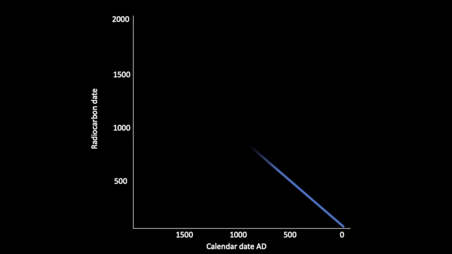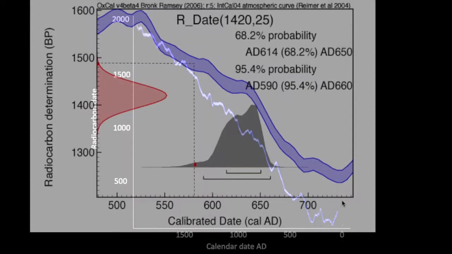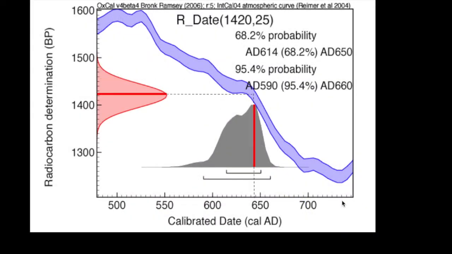The concentration of radiocarbon in the atmosphere has not been constant historically. Instead, it fluctuates over time. Calibration is therefore needed to correct radiocarbon dates into calendar years.